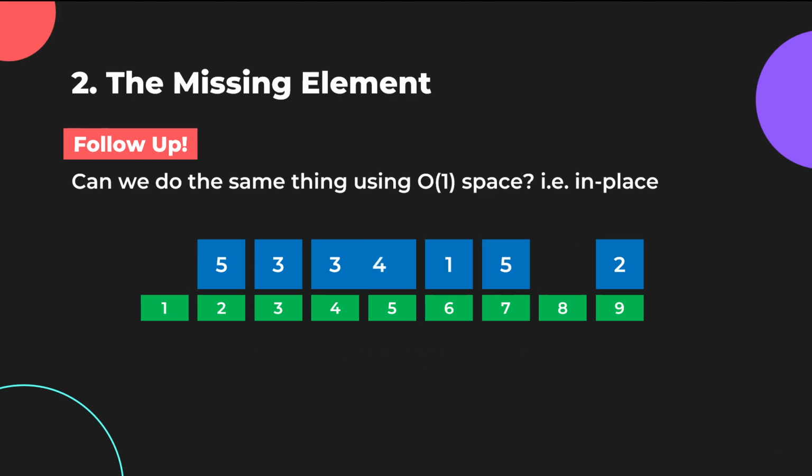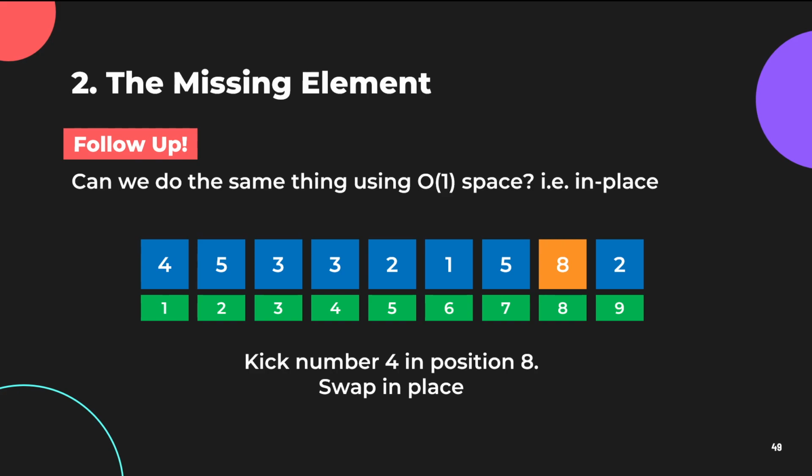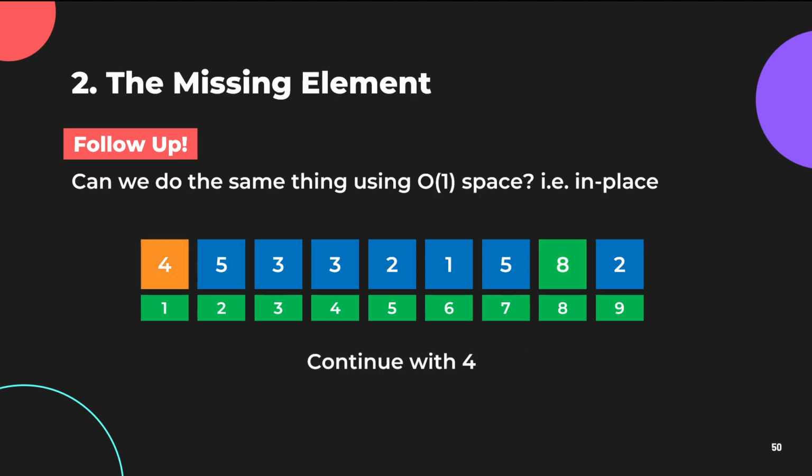So I take 8, I go to index 8, and I swap. Now at index 1, my number is 4. Then I repeat the same thing. I go to index 4, and I see that this is 3, so I do a swap. Now I am sure that this 8 is correct in its index, and this 4 is correct in its index.